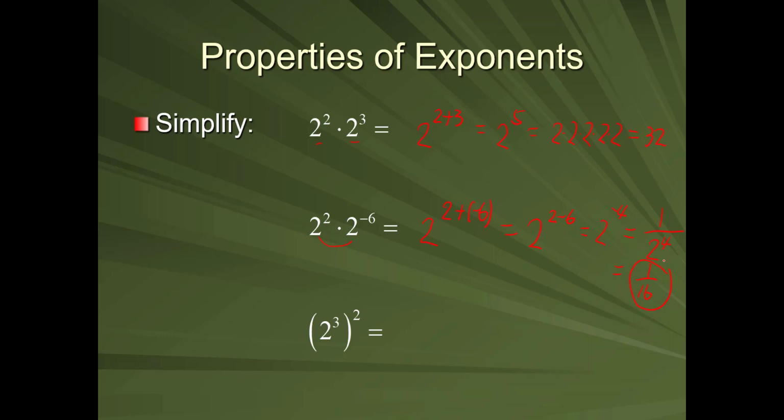Now we have an exponent raised to another exponent. Keep the base and multiply the exponents: 3 times 2 gives us 6. So it's 2 to the 6. 2 to the 6 means we multiply 2 six times, and that becomes 4 times 4 times 4. That's 16 times 4. That's 64.